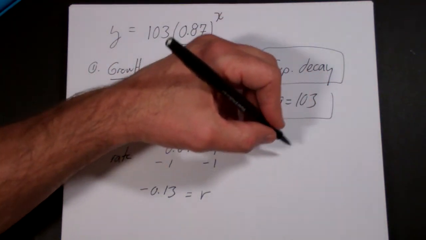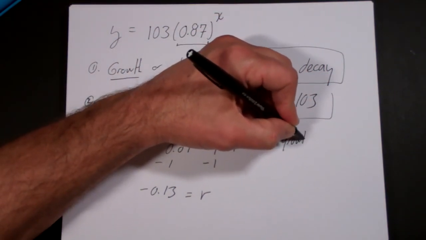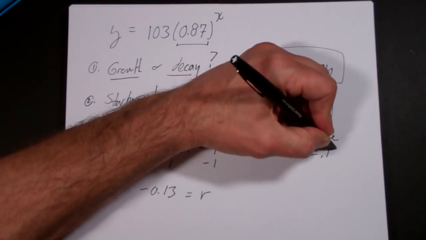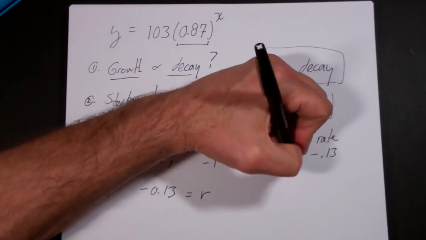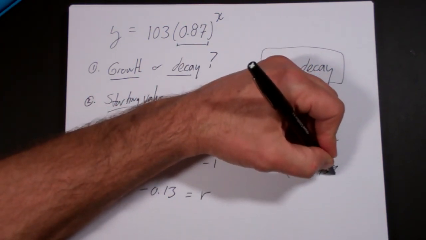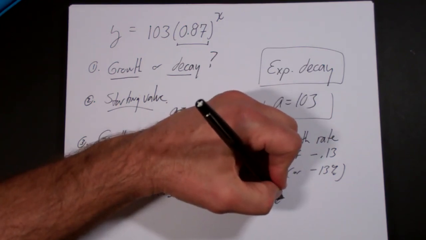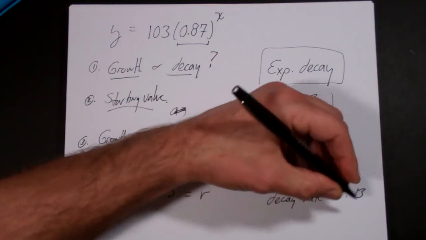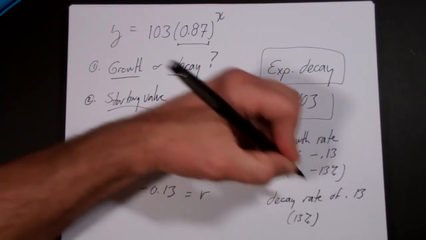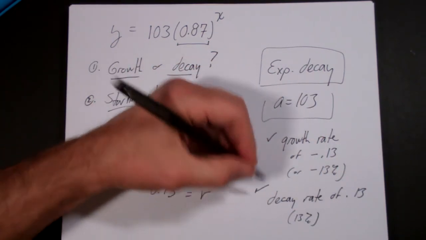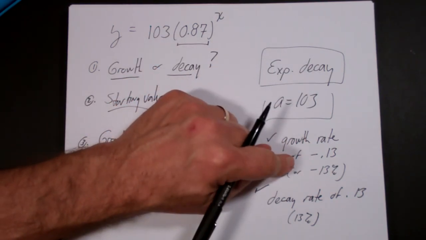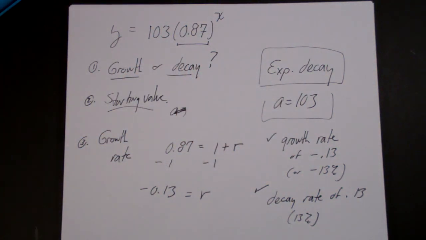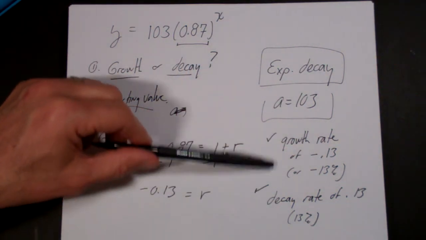So there's two different ways that we can say that. You can either say that it has a growth rate of minus 0.13 or minus 13%. Or you can say it has a decay rate of 0.13 or 13%. So those two are actually equivalent statements. To say it has a growth rate which is negative or a decay rate are exactly the same thing. And neither one of these is particularly better.